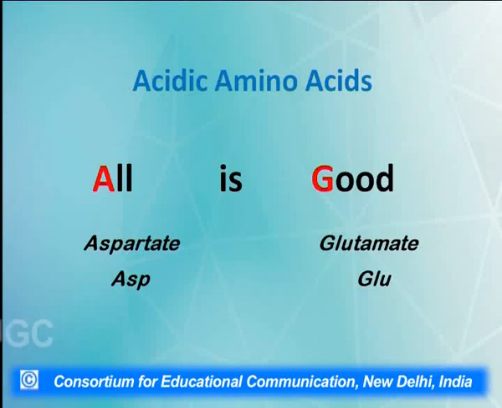Now, if we talk of acidic amino acids, then we know "All is good." So, A will stand for aspartate and G stands for glutamate. So, by simply remembering the sentence all is good, we know that we have two acidic amino acids, which are A for aspartate and G for glutamate.